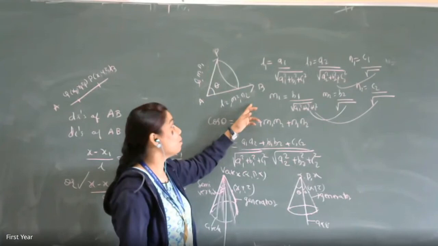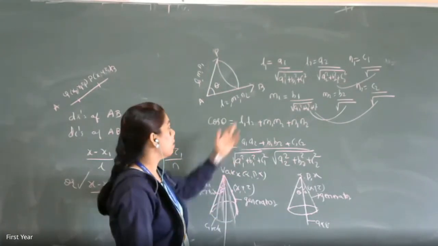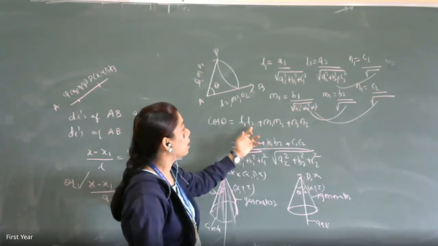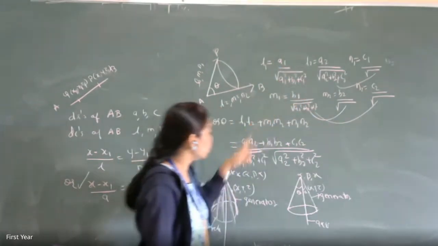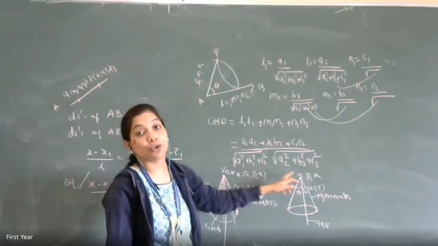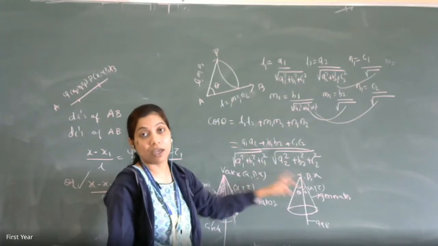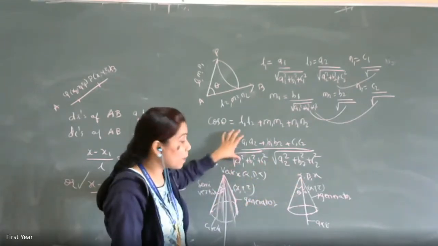But suppose I am not given direction cosines, I am given direction ratios. Then how will we do it? We know the relation between l1, m1, n1 and a1, b1, c1. Using that, cos theta becomes the product of the direction ratios divided by the square root of the sum of squares: root of a1 square plus b1 square plus c1 square. Okay? So this is your equation.